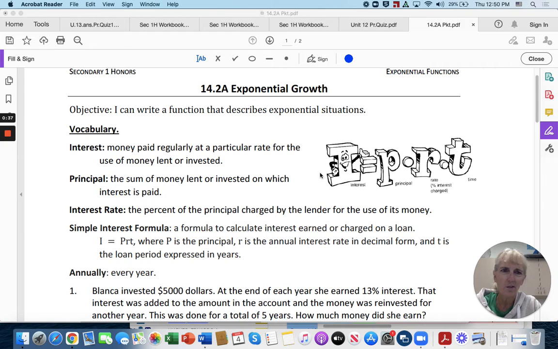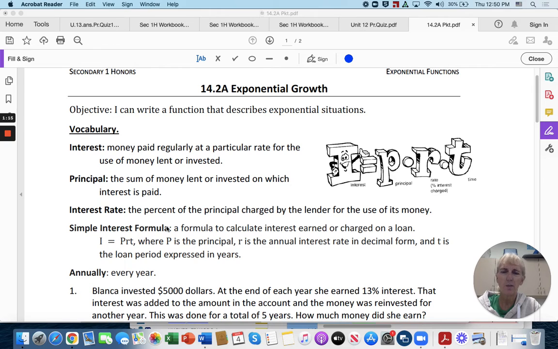So here's a little formula here. Interest equals principal, which is the amount of money loaned or the amount of money invested, times the rate. So this is the percent of interest charged to either loan you money or that you get as part of your interest rate, times the amount of time, depending on if it's per year or quarterly or semi-annually, and that'll be the total interest earned. Okay, so interest rate is the percent of the principal charged by the lender for the use of its money.